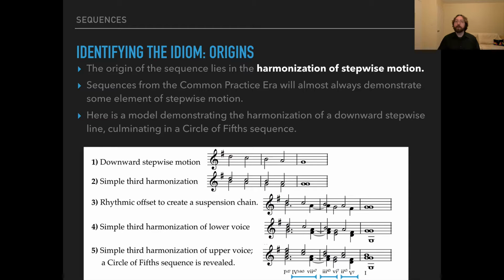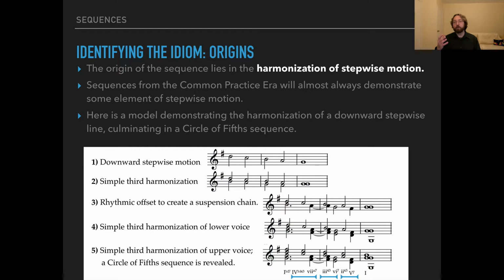Now, let's identify where the sequence arose from, particularly in the common practice era and the early parts of it. The origin of the sequence lies in the harmonization of stepwise motion. Sequences from the common practice era will almost always demonstrate some element of stepwise motion. In the diagram below, you see the harmonization of a downward stepwise line which culminates in the circle of fifths sequence. So first we have a downward stepwise line, D, C, B, A, G.